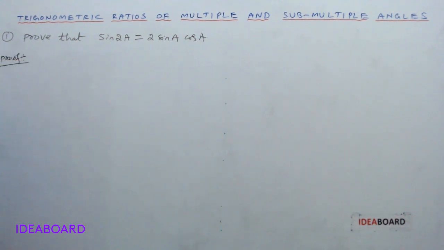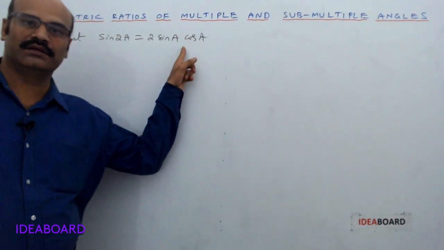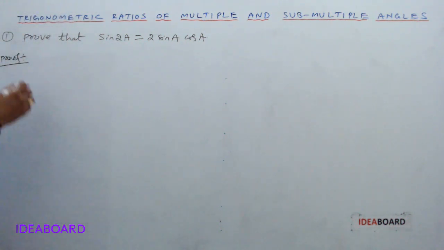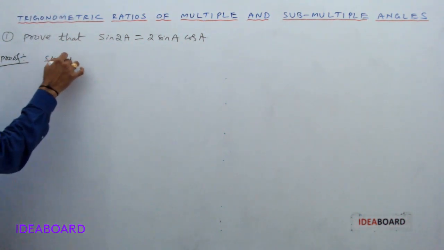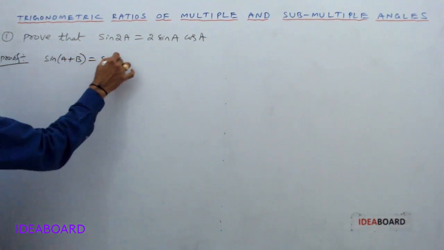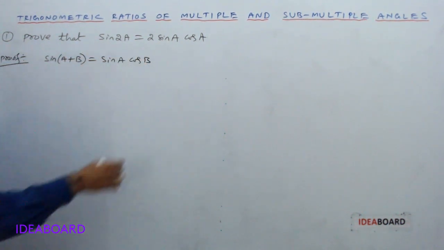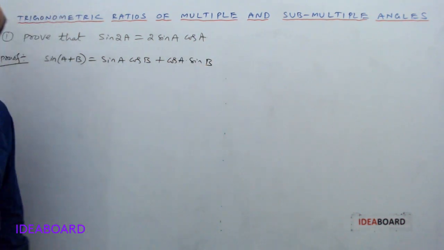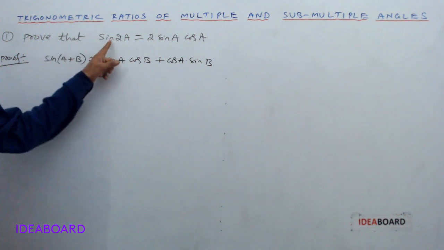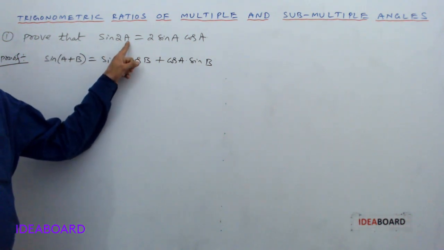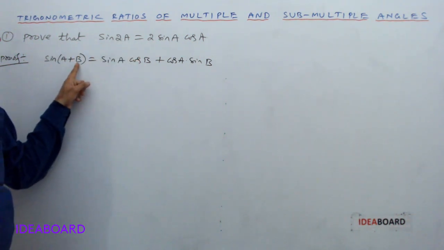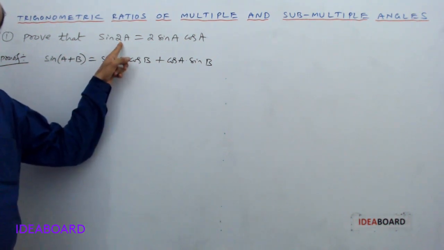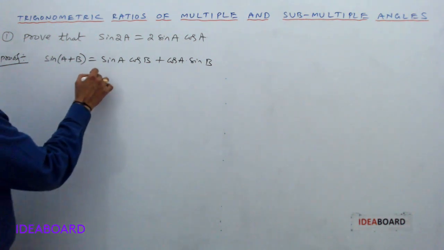To prove this, we have to take the formula sin of A plus B. In compound angles, we have sin of A plus B equal to sin A cos B plus cos A sin B. Here we have to get sin of 2A. To get it, put B equal to A. Then we get A plus A equal to 2A. So put B equal to A now.